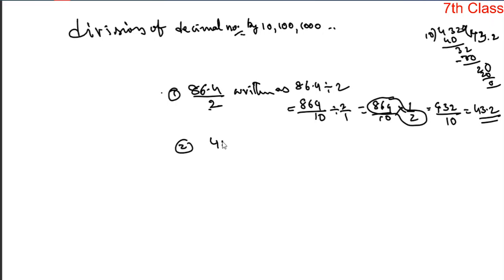Consider 45.84 divided by, say, 4. So we can write this as, that means you convert this decimal number into a fractional number.